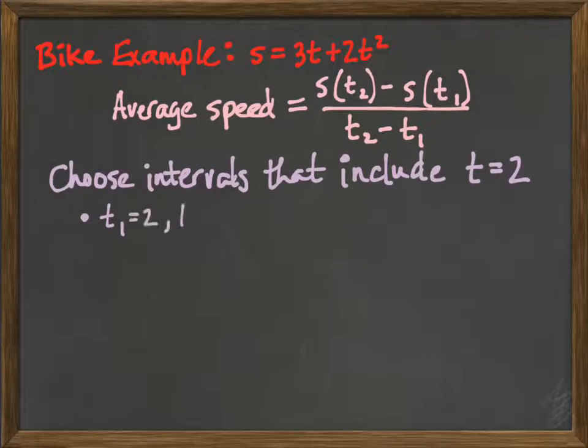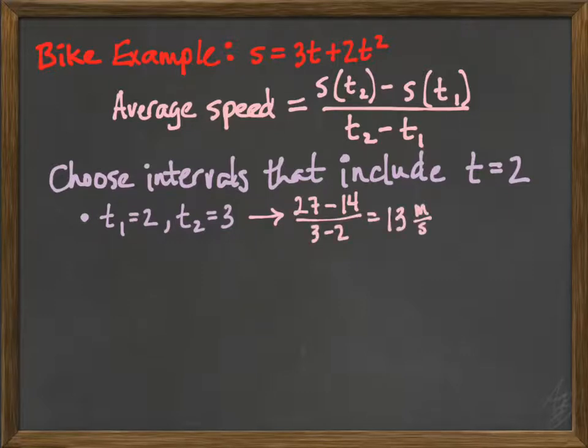So to start with, we're going to look at our average speed over a 1-second interval. So starting at 2 seconds and going until 3 seconds, let's see what our average speed is. So we'll plug in the numbers. We know that we've traveled 13 meters in 1 second. So over that time interval for 1 second, our average speed is 13 meters per second. Now we know that's not our instantaneous rate of change. We're looking for the rate of change at the beginning of that time interval.